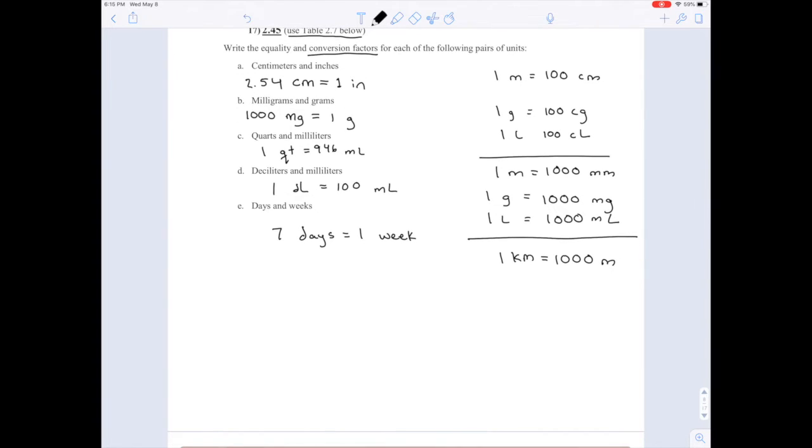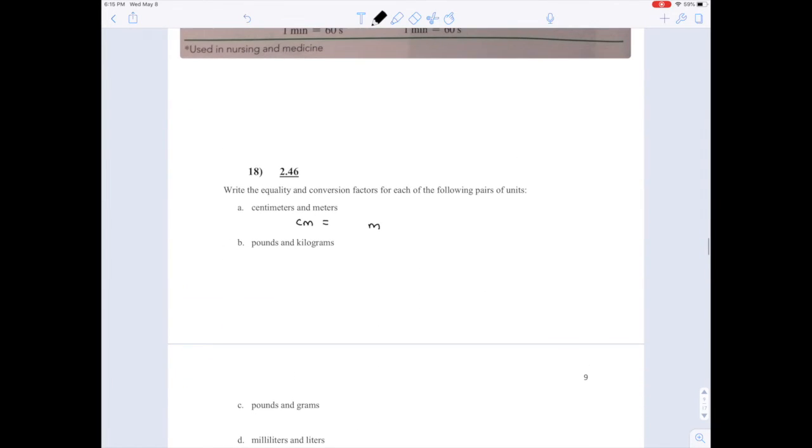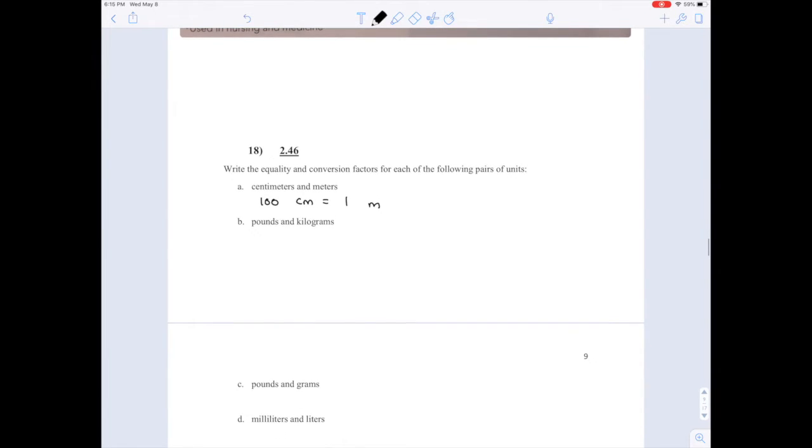And you could do a similar thing with kilograms. So with kilo, 1 kilogram is 1,000 grams. 1 kiloliter would be 1,000 liters, and so on. So in this one, they're asking you centimeters and meters. You definitely would want to have that memorized. There are 100 centimeters in 1 meter, just like there are 100 cents in a dollar, or 1 century has 100 years.